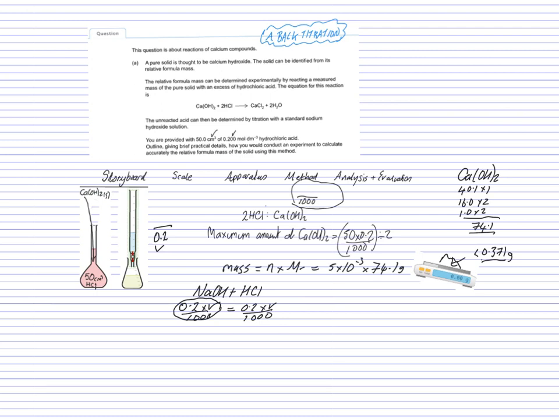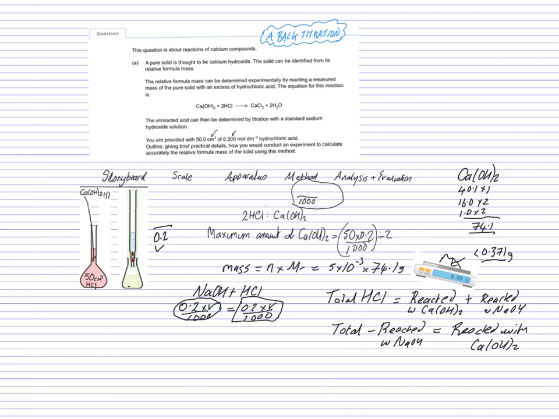And since the sodium hydroxide and the hydrochloric acid react in the same ratio, the moles of HCl that was left over from the reaction is also going to be 0.2 times the titration volume over 1,000. So now we know the amount that's reacted with the calcium hydroxide, because we know the total moles of HCl that we added at the start, that was in the 50 centimetres cubed.